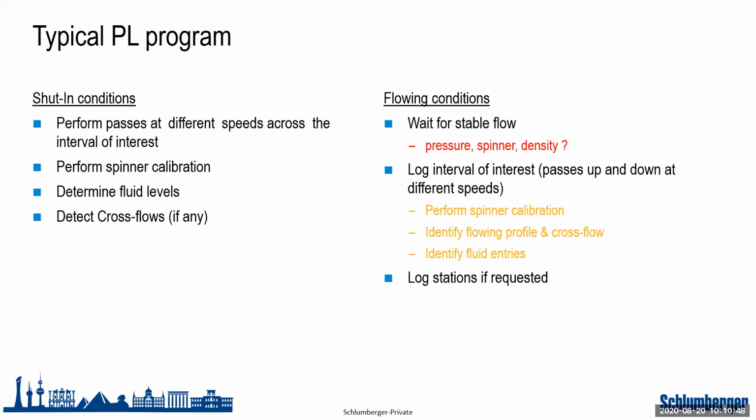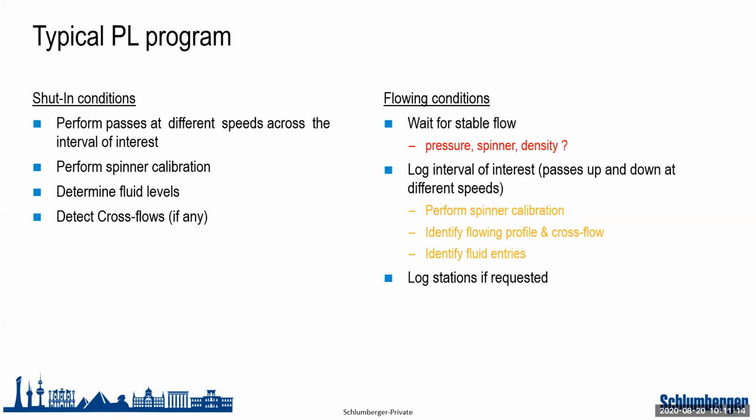So basically, the production logging program, typically, there might be variations to this, is divided into shut-in condition and flowing condition. In shut-in condition, the well is static. What we are going to do is perform several passes at different speeds, and we have to maintain the speed constant through the logging interval. This is to be able to perform what we call a spinner calibration.